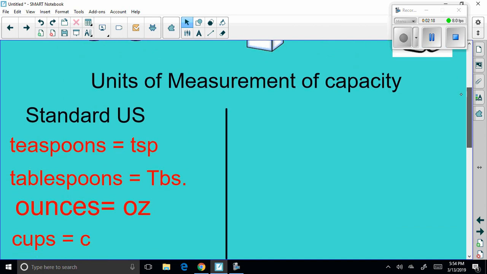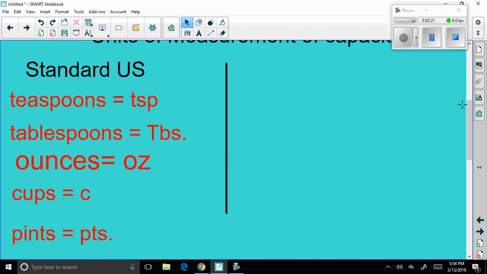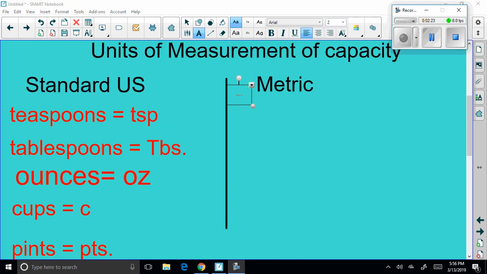And now we're going to look at units in the metric system. So first, in the metric system, they use for capacity what's called liters. And one of the smaller versions they use is called milliliters.